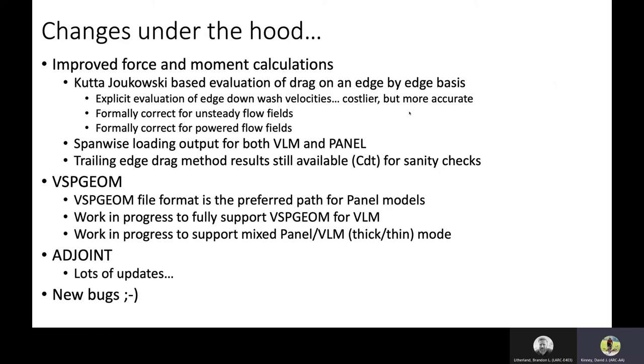The next big change under the hood is basically VSP geom. Right now we mentioned that there's two formats that we can read in, or two methods, basically the panel and the vortex lattice. On the vortex lattice side, we're using the degenerate geometry format that's written out by OpenVSP. On the panel side, in the past, we were using basically the CAR3D tri files. The new version is reading in VSP geom files for the panel solves. This essentially has the same type of information. It's basically just the intersected triangulated surfaces.